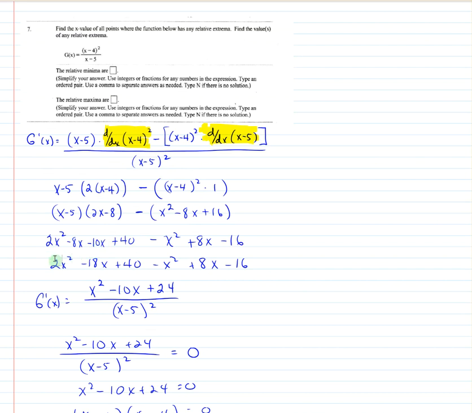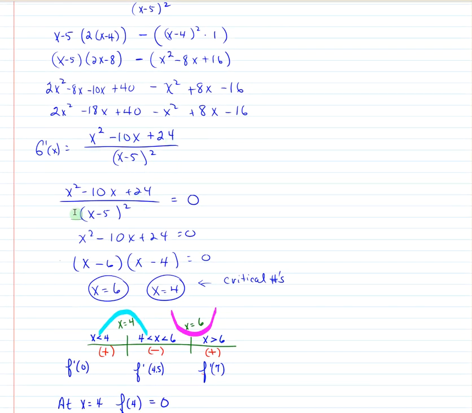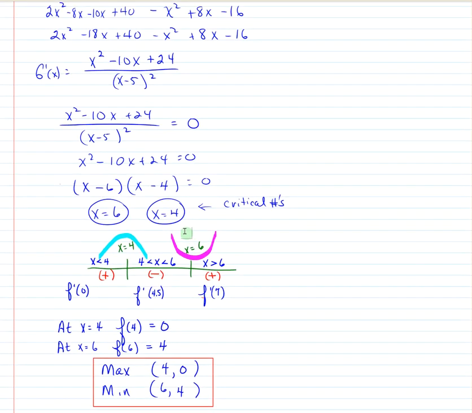All right, so now I've got all of this. I'm going to collect like terms, and I end up with x squared minus 10x plus 24 all over that squared. I'm going to take that derivative, set it equal to 0. When I multiply this to the other side, that's gone. So now I have this is equal to 0. Factor that, x minus 6, x minus 4, and you end up with x equals 6, x equals 4.